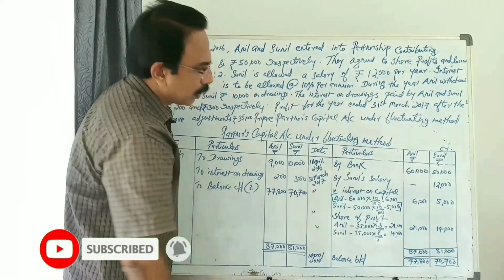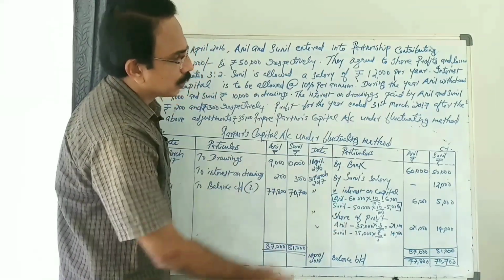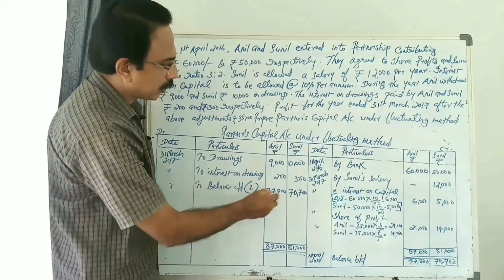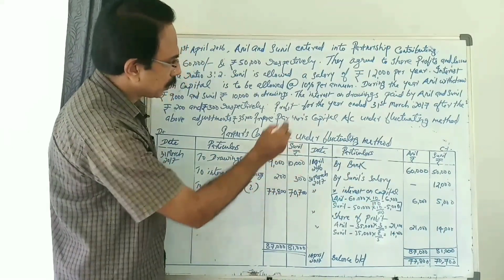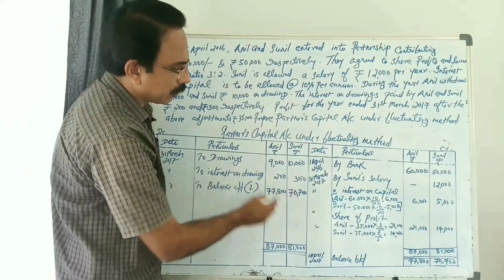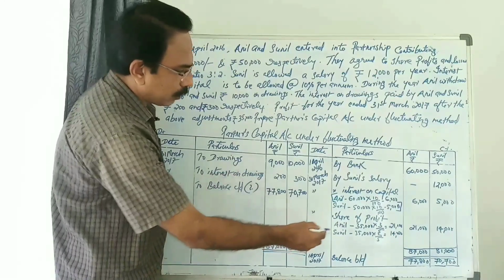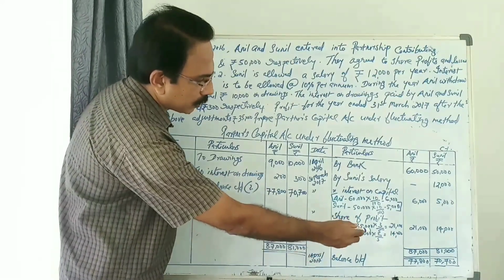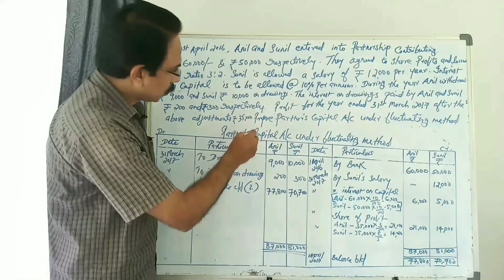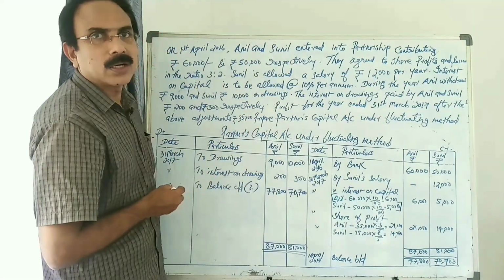The total on Anil 87,000 and Sunil 81,000. The difference is 77,800 and 70,700. The account balance is 77,800 and 70,700. Write on the opposite side, balance brought down. That is 77,800 and 70,700. This is how it should be done.